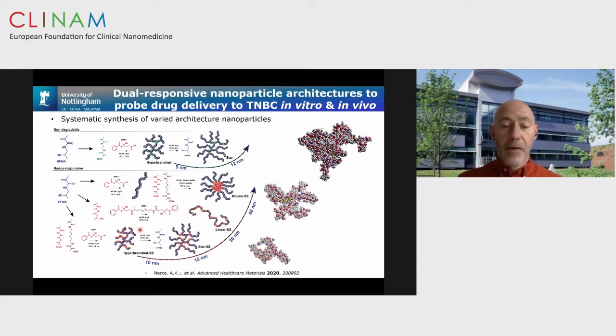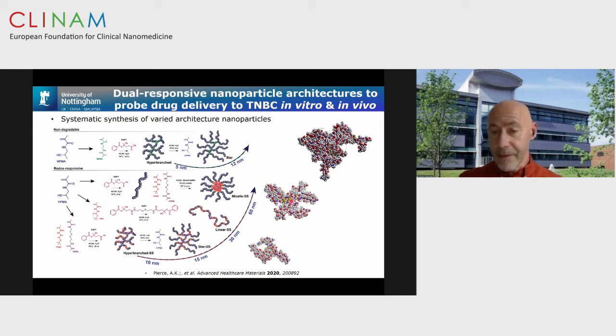So we generated polymers, non-degradable of this size and these architectures, and then a range of different polymers, another hyperbranched degradable system, then with a star here. So this one was 10 nanometers, 15 nanometers, a linear polymer which self-assembled into 30 nanometer particles. And then we made some micellar-based systems around 60 nanometer particles. So all these polymers have essentially the same chemistry. They just have different architectures in them.